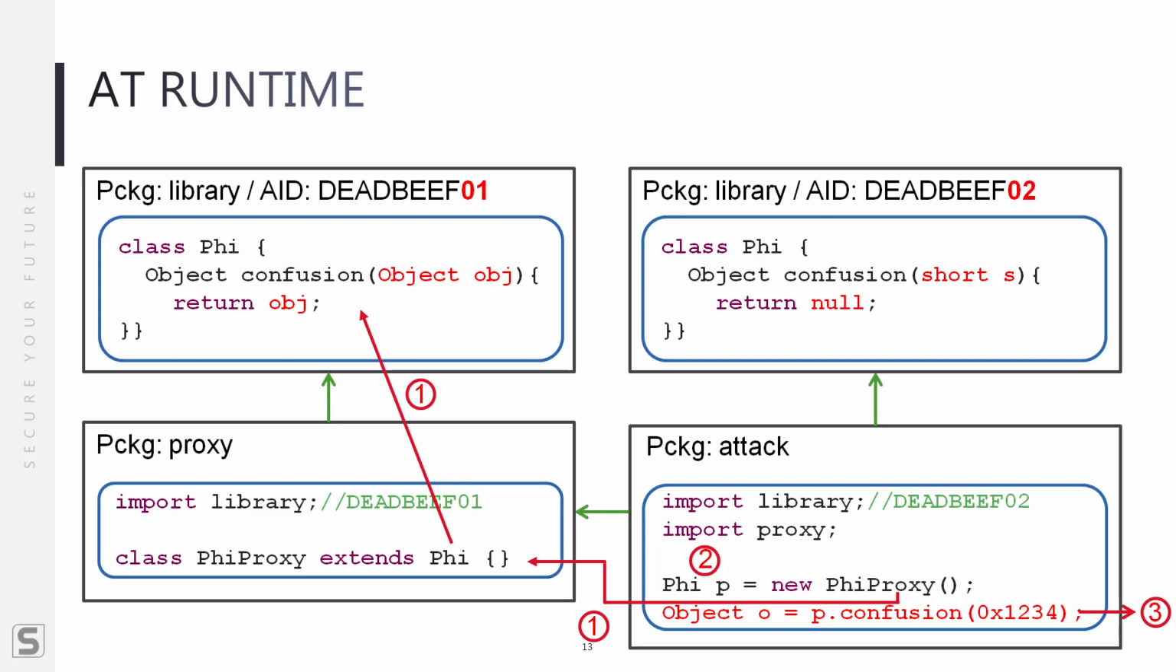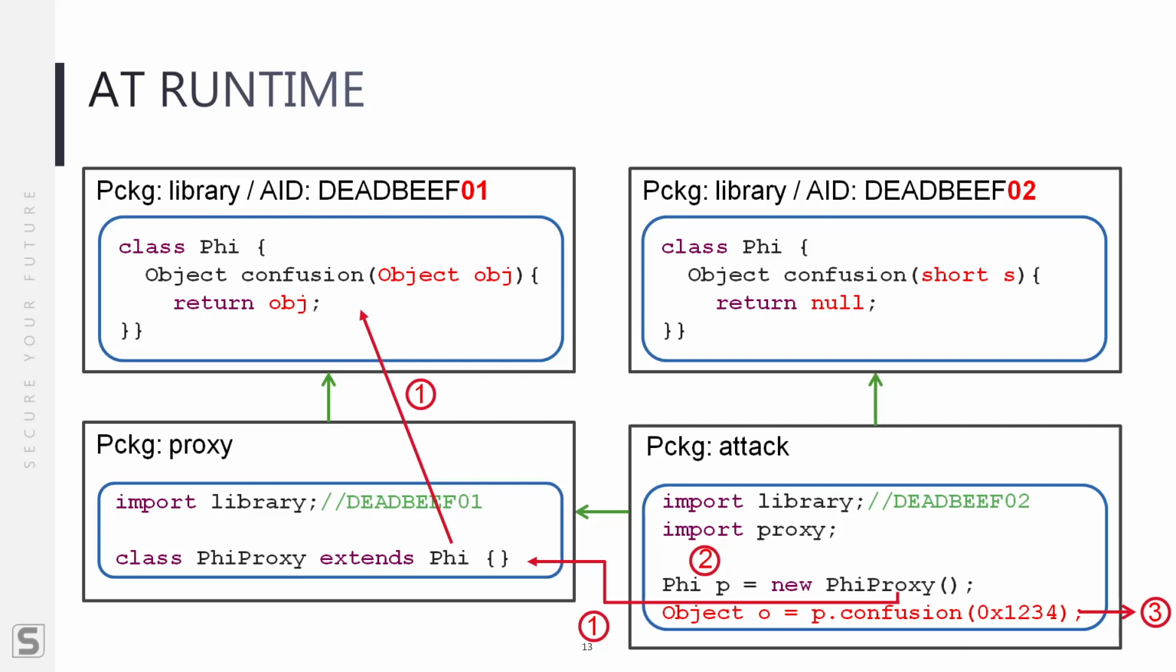On the other hand, the import table of proxy package references package library with deadbeef01 AID, corresponding to the package containing the mother class phy. Thus, at runtime, the JavaCard virtual machine will use this package instead of using the package with deadbeef02 AID. Therefore, when the phyproxy instance is created, the virtual machine finds the class definition in proxy package, and it finds the superclass definition in library package with deadbeef01 AID.